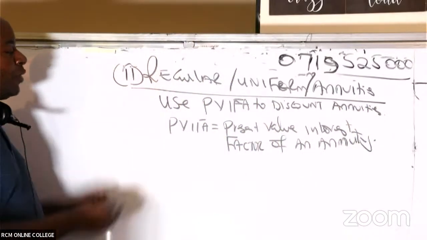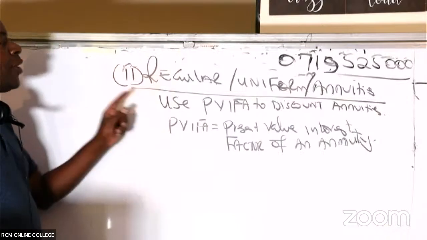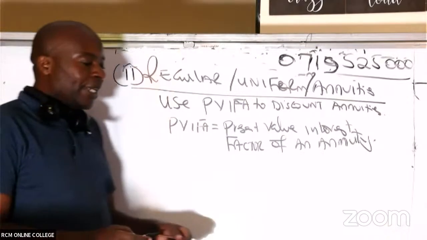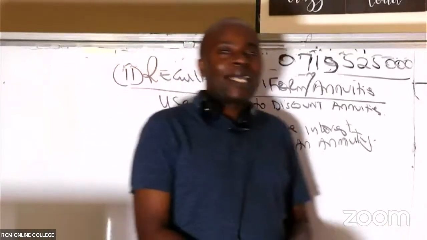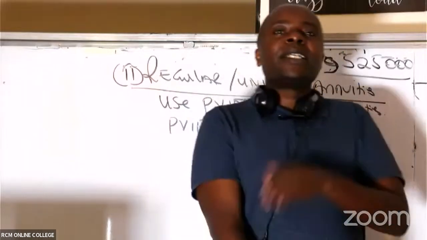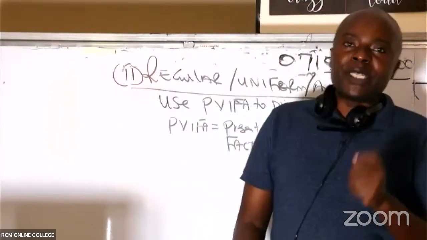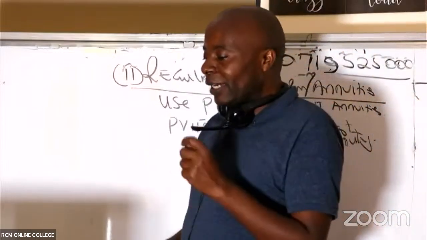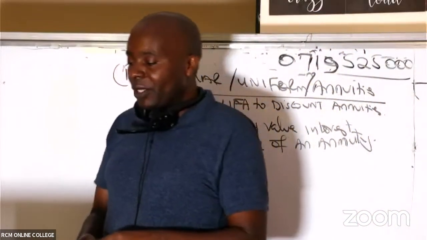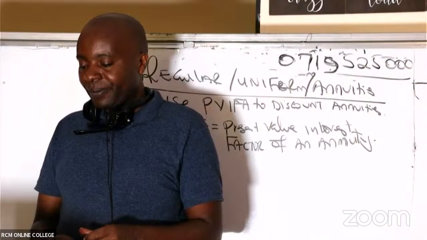We normally use PVFA to discount regular cash flows. For example, this year you are getting 10, next year you're getting 10, the other year you're getting 10, 10. That amounts to uniformity, regularity.